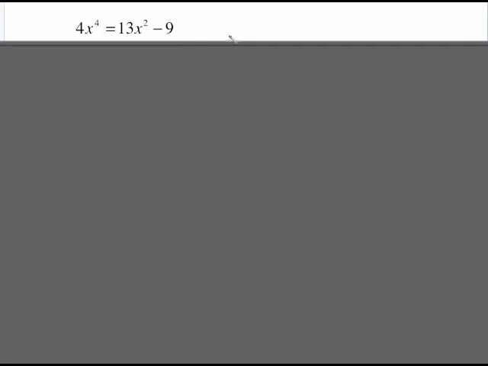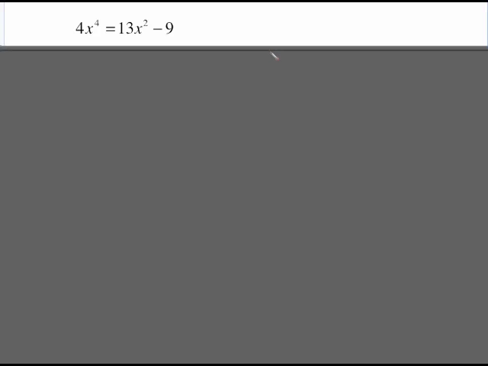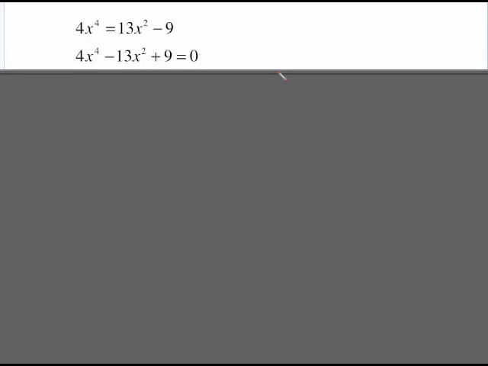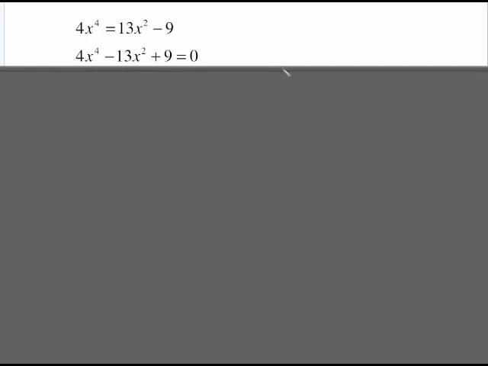Here's one that's not in the proper form just yet. Think about the first screen where it had everything on one side equal to 0. So it's the same rule we had before for factoring. We need everything on the left side equal to 0. So I'm going to subtract 13x squared from both sides and add 9 to both sides, which is going to give me this polynomial. It is the quadratic form because that middle power is half of the 4.